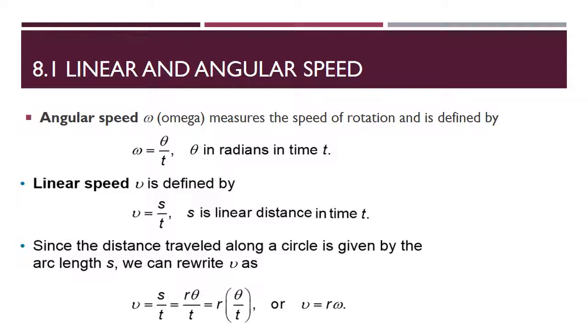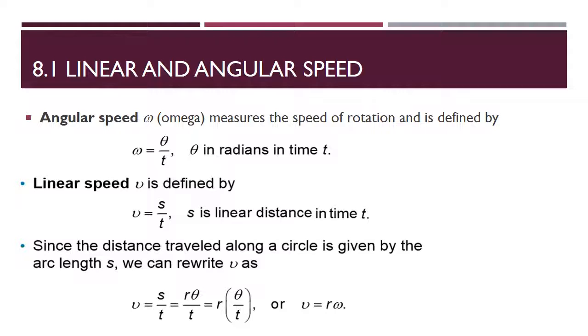Since the distance traveled along a circle is given by the arc length s, we can rewrite linear speed as s over t. S would be r theta, there's our arc length formula, over t, and then they factored out the r. So r times theta over t, well, theta over t is the angular speed. So what they're saying is that the linear speed of something going around a circle is the radius times the angular speed.